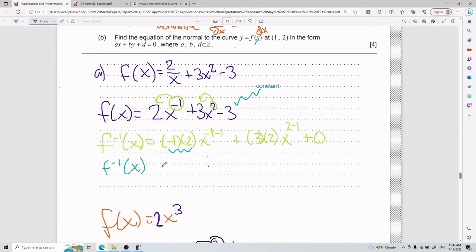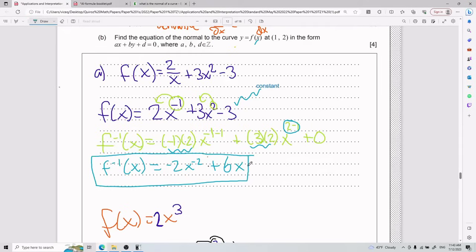This negative 1 times 2 is going to be negative 2. This x to the power of negative 1 minus 1 is going to be x to the power of negative 2. Plus 3 times 2 is going to be 6 to the power of x. Oh, sorry, with x to the power of 2 minus 1, which is just going to be 1. See? Which is the same as putting nothing. So that, ladies and gentlemen, is the derivative of part A.